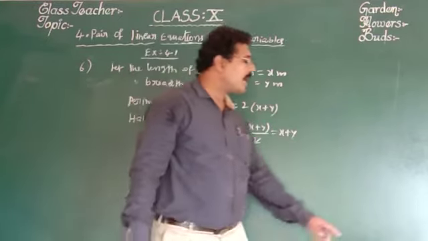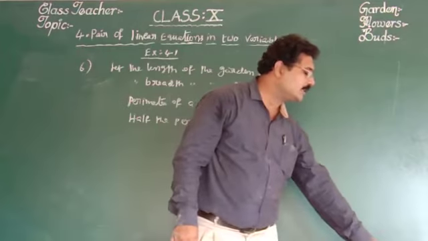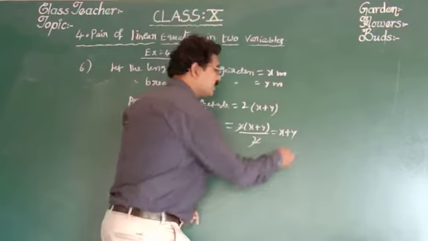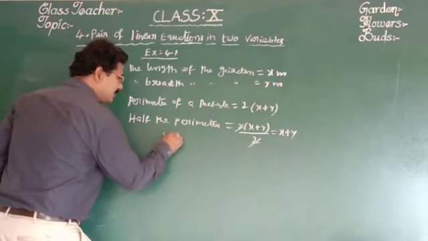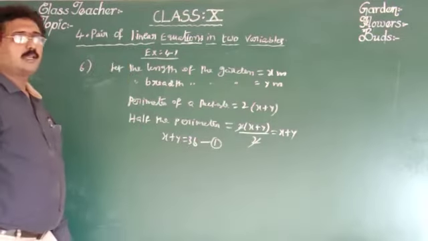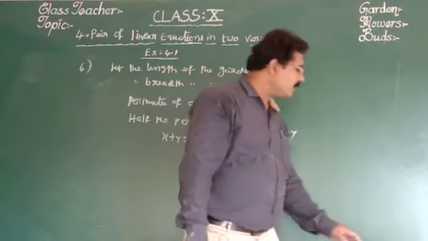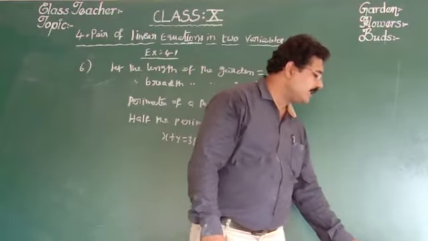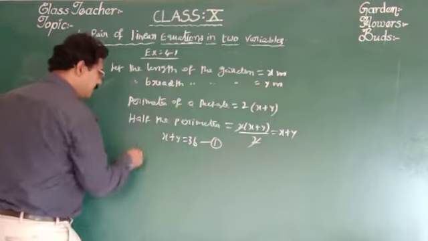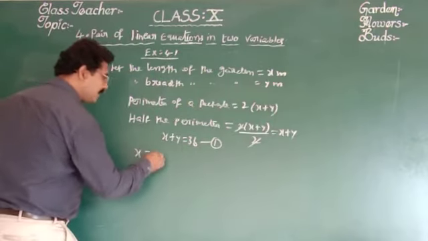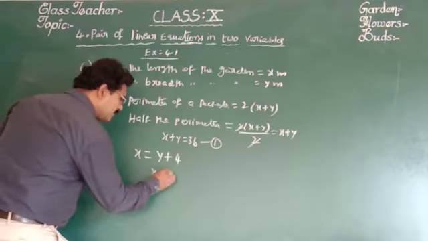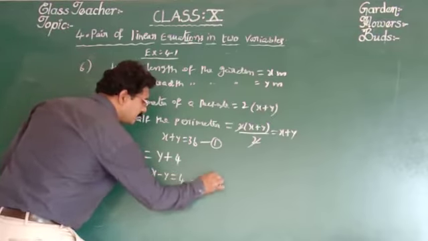But see the problem, half the perimeter of a rectangular garden whose length is 4 meters more than its width is 36 meters. So that means x plus y is equal to 36. That is called equation number 1. And now one more hint is given. It is given that the length is 4 meters more than its width. So the length, x, is equal to 4 meters more than its width, y plus 4, or x minus y is equal to 4, call it equation 2.